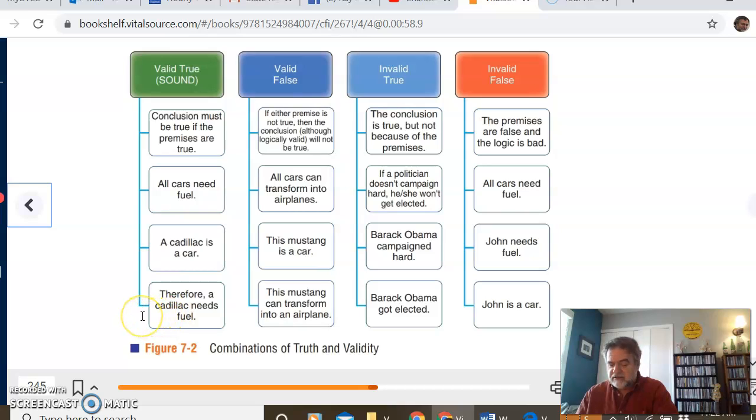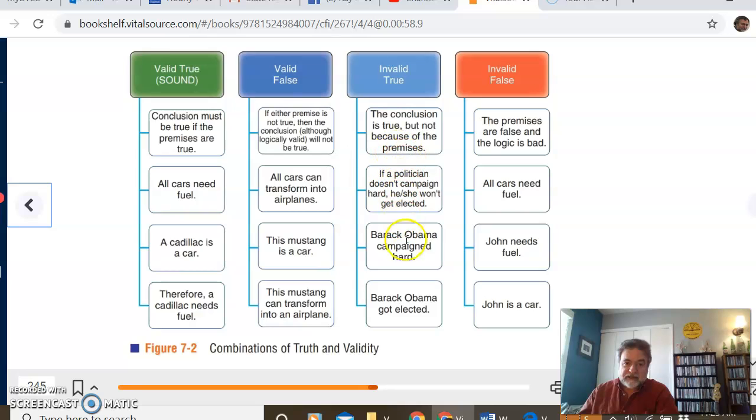8, a deductive argument could have a false premise and still be sound. That's absolutely false. The only way it can be sound is if everything is true and everything is logical. 9, in a valid deductive argument, the conclusion could be true or false. Okay, so that's true. This conclusion is false, but it's a valid argument. That's 9, it's true. 10, an invalid deductive argument could have all true statements in it. That's totally true.